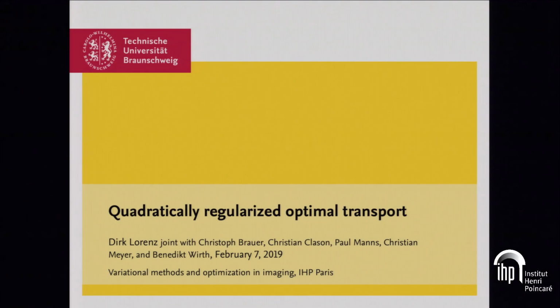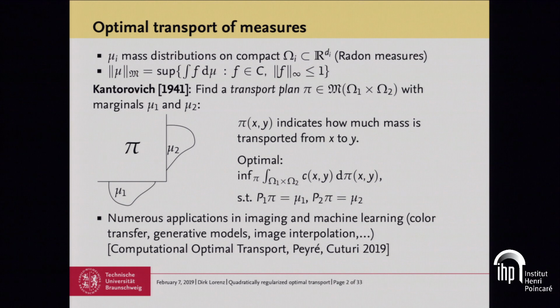So I'm going to speak about quadratically regularized optimal transport. First, there's one slide about optimal transport for those of you who don't know it, but I'll keep it short. I just talk about the formulation I'm going to use.